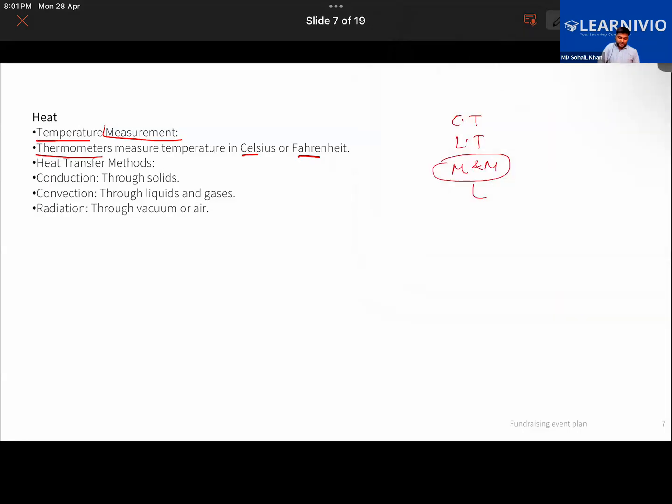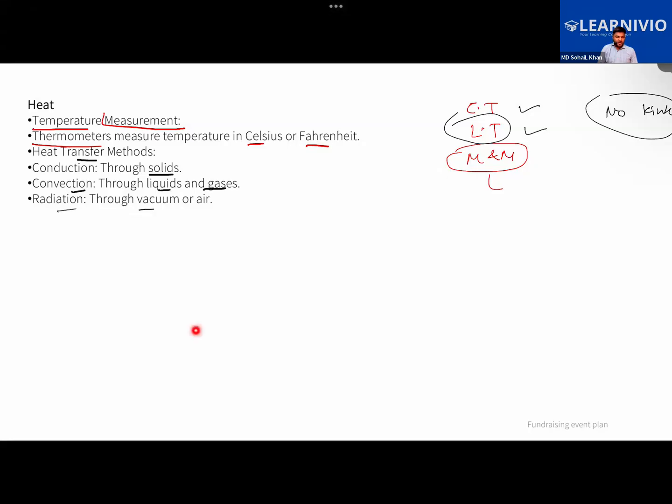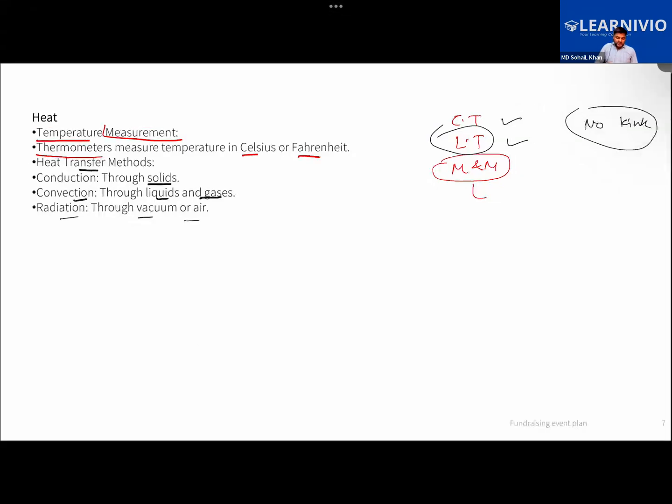Tell me, out of the clinical thermometer and the laboratory thermometer, which one does not have a kink? The laboratory thermometer. Exactly, this one does not have a kink, and the purpose of the kink is to stop mercury from flowing back into the bulb. Good. Then heat can travel from one body to another via three modes. One is conduction, which occurs in solids. Then convection, which occurs in liquids and gases. And via radiation, heat can travel through vacuum or in air also.